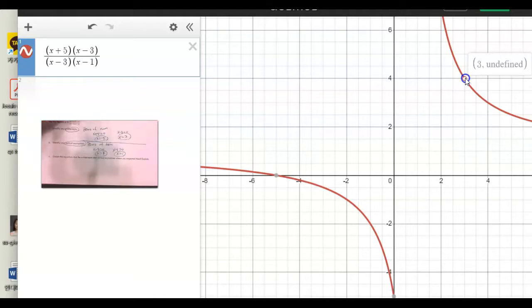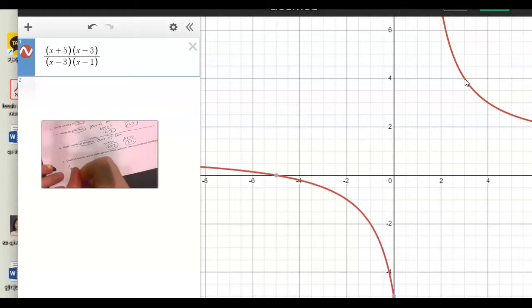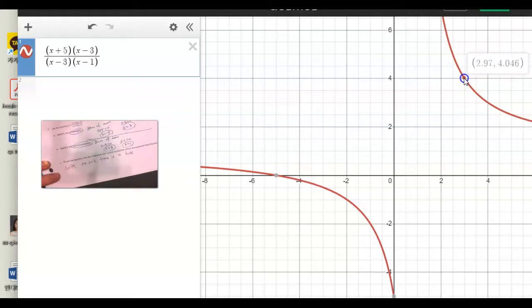It's the open circle. So folks, remember over here we said x equal 3 is going to be an x-intercept, and x equal 3 is a vertical asymptote. But actually on the graph, what happened there? It's the open circle with undefined. So let's write it down. At x equal 3, there is a hole. When there's an open circle on the graph, we're going to call that a hole.